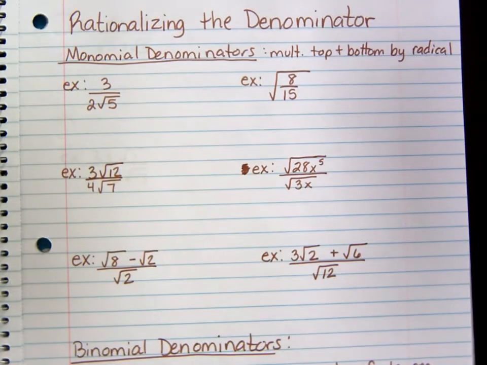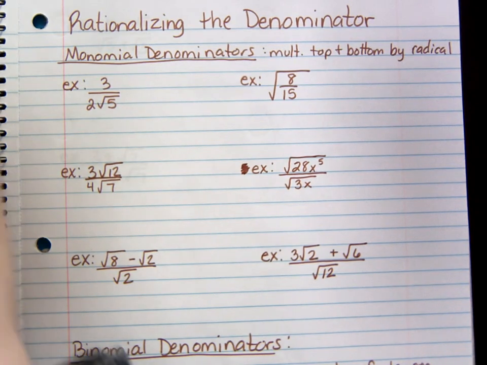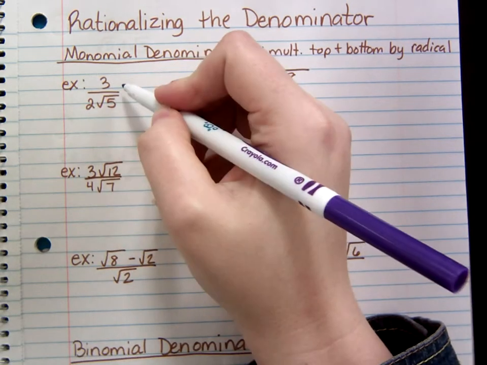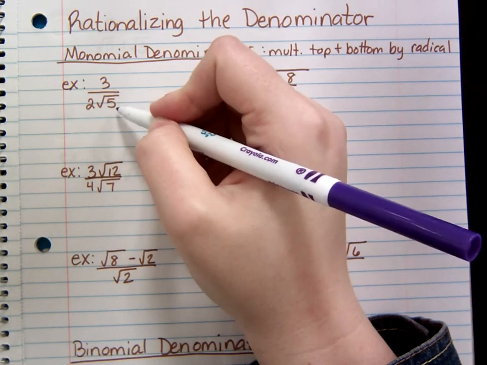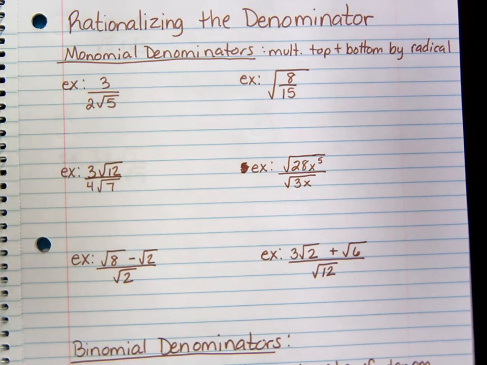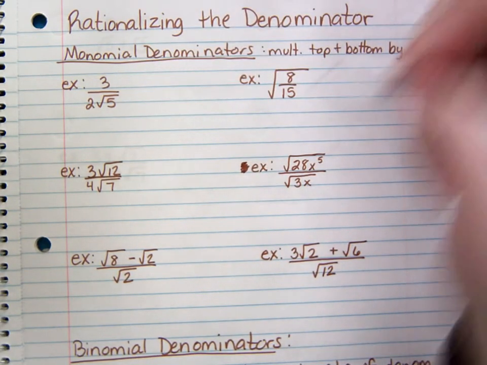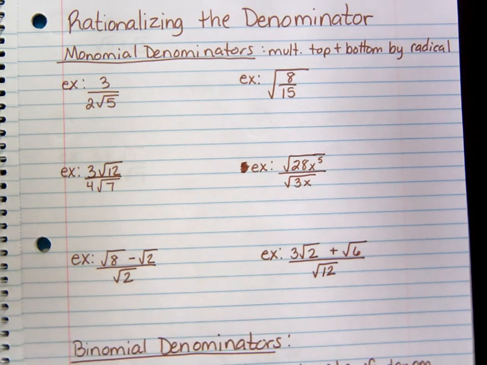Now, the ones I worked just now all ended up with a perfect root on the denominator. But if it does not work out that way, if it ends up like this one where you can't simplify the top or bottom anymore, but you have a radical on the bottom, you're going to have to do something called rationalizing the denominator. Now, if you just have one term, a monomial on the bottom, you're going to multiply the top and the bottom by the radical.